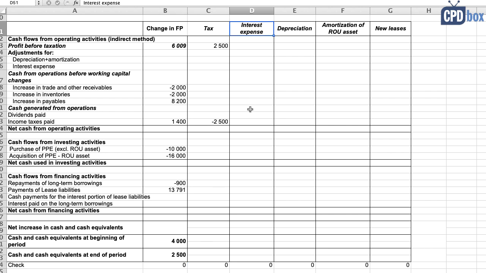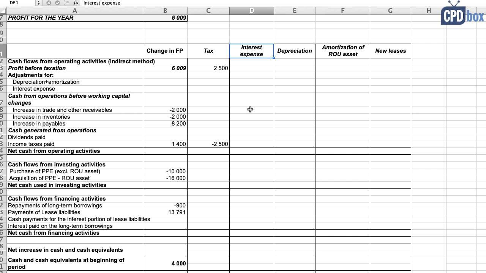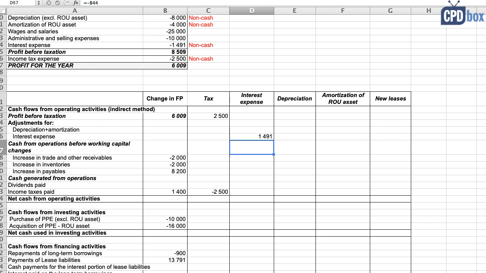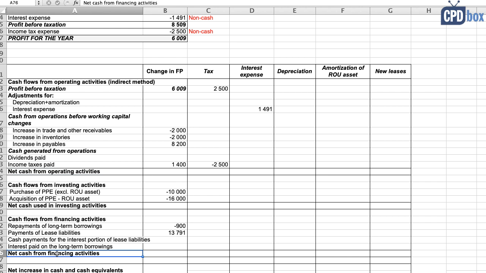Next, interest expense. Interest expense always adjusts non-cash items in the operating part, and therefore we add its amount of 1,491 accordingly to the line adjustments for interest expense. The standard IAS 7 requires presenting interest paid either in the operating part or in the financing part.